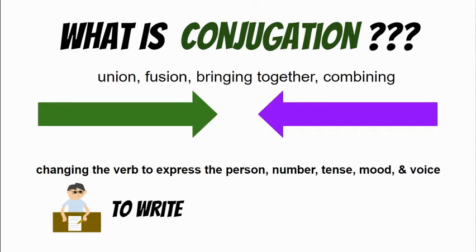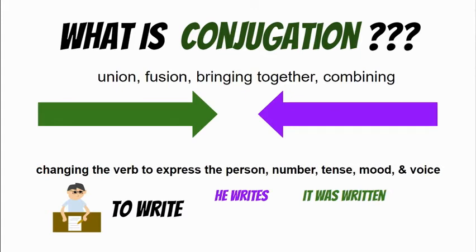So for example, in English, with the word to write, we can say he writes. I changed the word a little bit, didn't I? I changed the verb to tell the person, he, to tell the number, it's one person, he, not they, to tell the tense, it's happening now, it's in the present, he writes, to tell the mood, and it's a little not sure, but it's probably here the indicative mood, that we're telling a fact because we don't have any information to the contrary, and also telling the voice. This is called active voice.